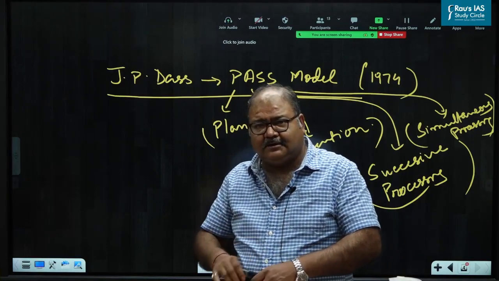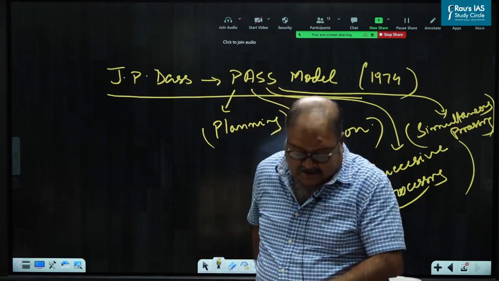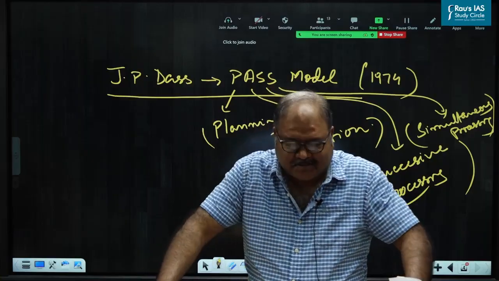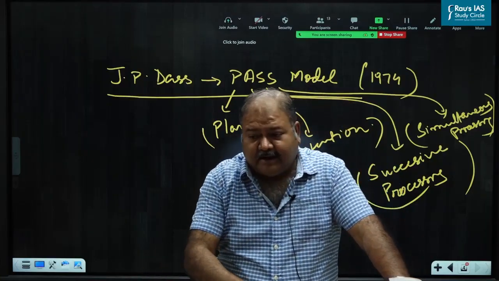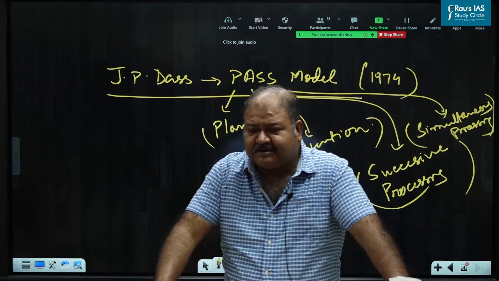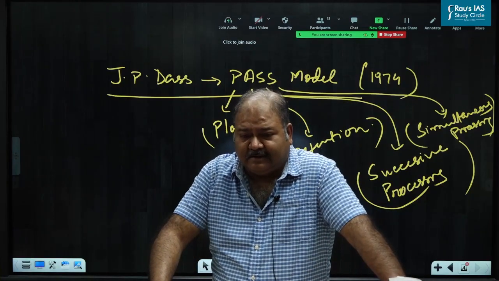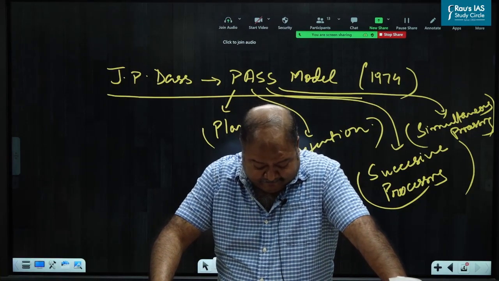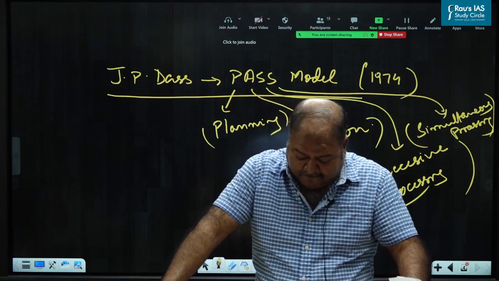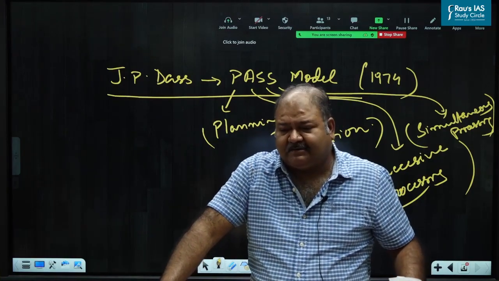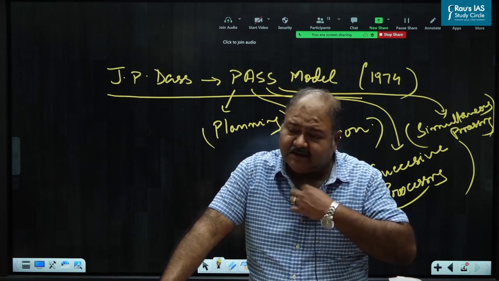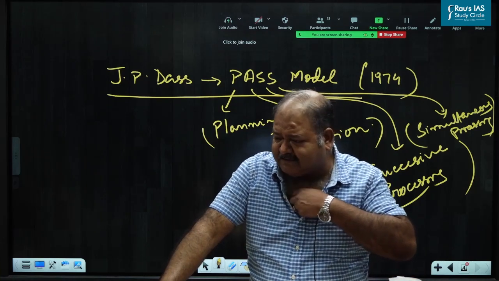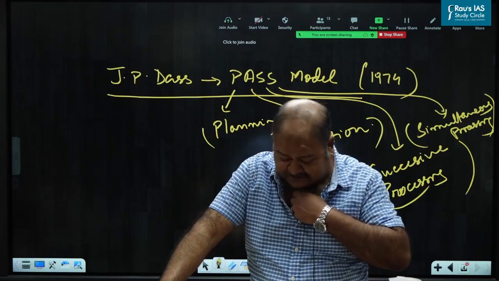Audible? According to Das, intellectual processing involves PASS, PASS. That is planning, attention, successive, simultaneous processing. Okay?